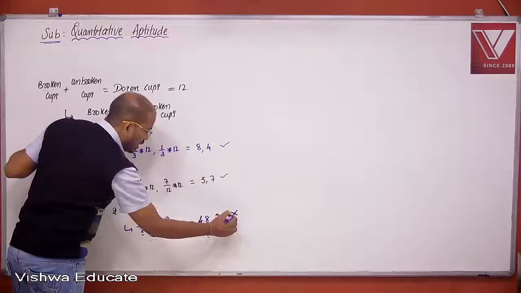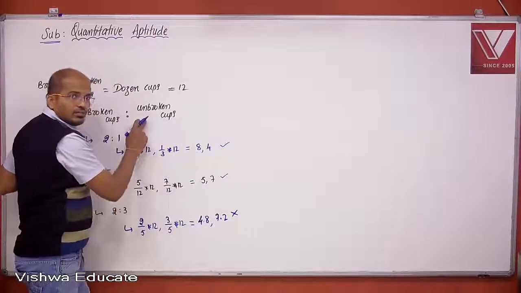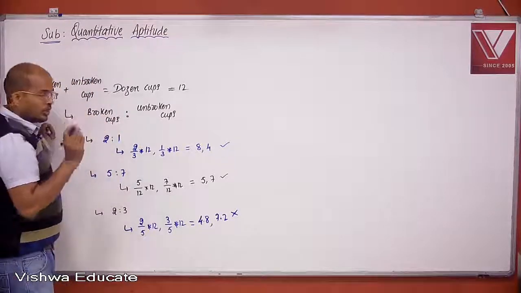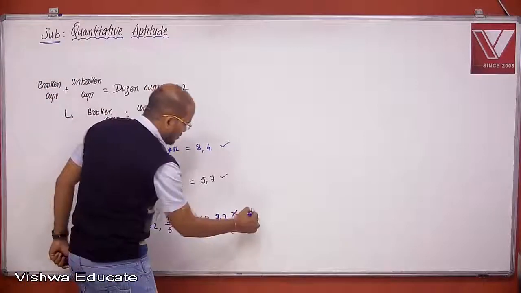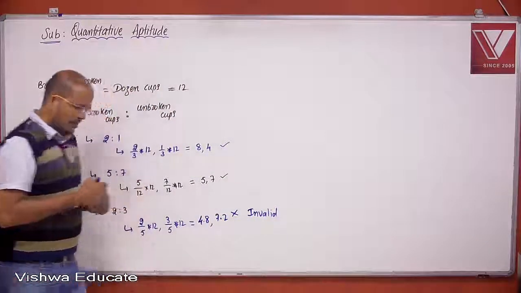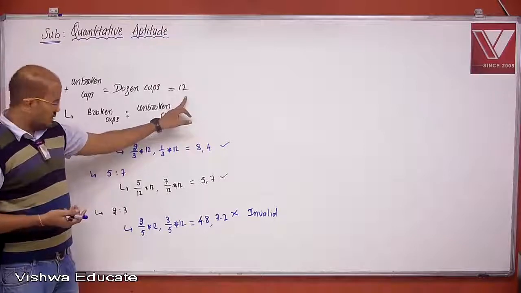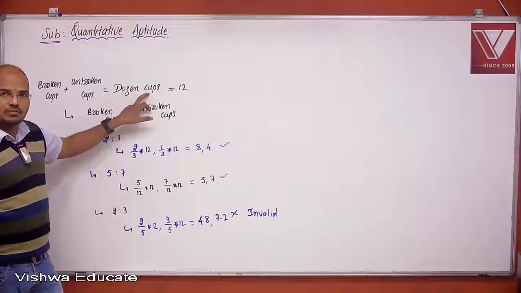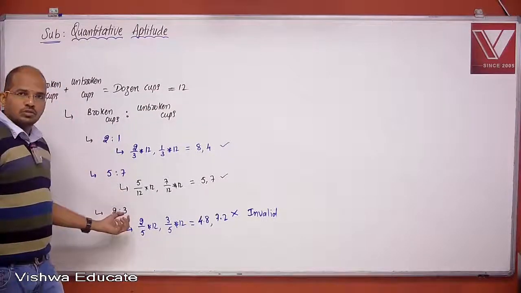Now, can you have 4.8 broken cups? Can you have 7.2 unbroken cups? If it is with respect to cups, we have only an integer. You cannot have 4.8, 7.2 broken cups. So this is invalid. It means that you cannot divide 12 in the ratio of 2 is to 3 if it is cups. 12 cups cannot be divided in the ratio of 2 is to 3.